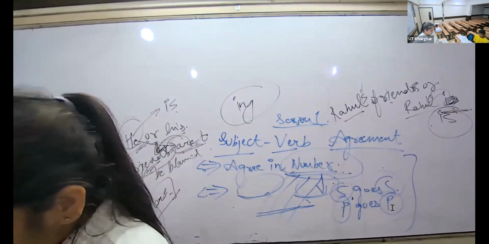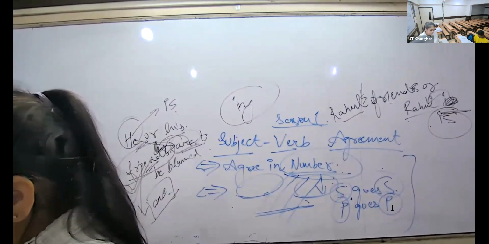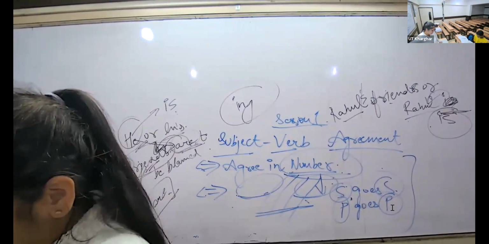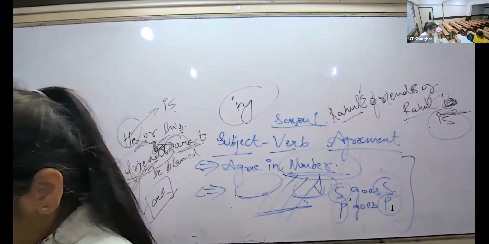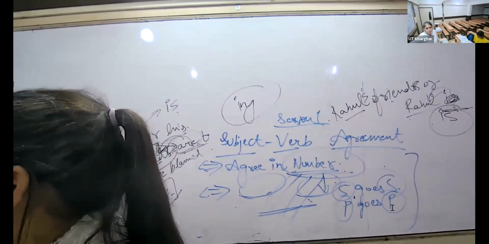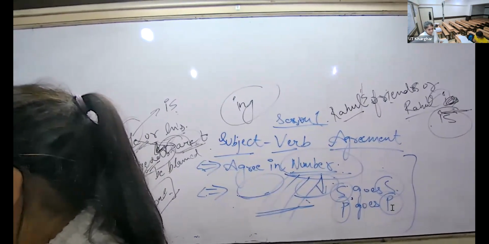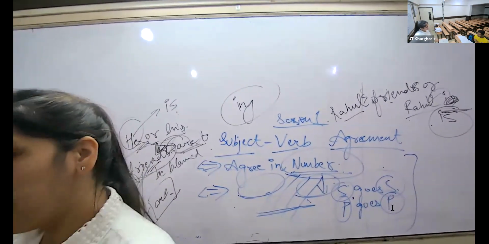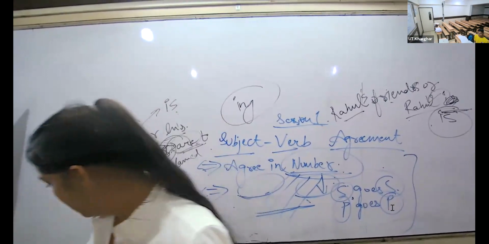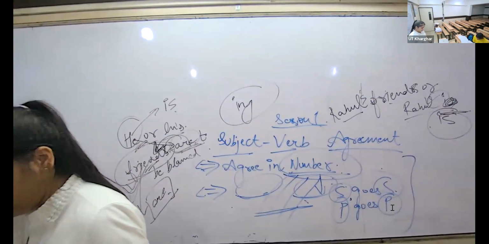Okay, so now what we need to do is, can you see the second exercise? Correct the verb in the following sentence. Identify and correct the verb. So underline the verb and tell me the verb. Okay, let's discuss those. Can I switch off the AC? Yeah, it's very cool actually.